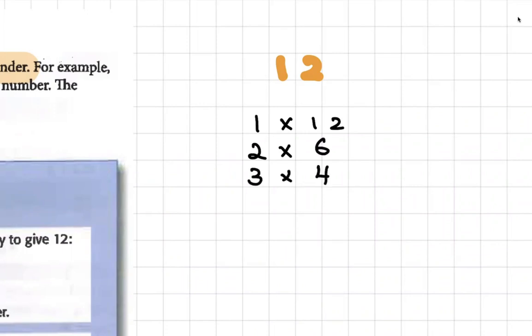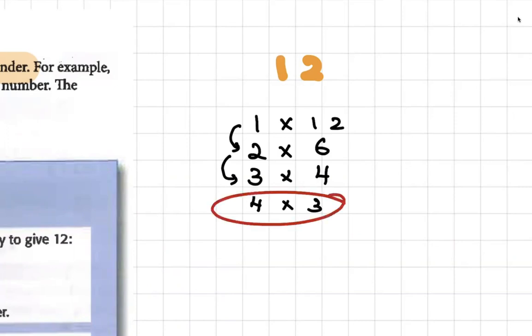As you can see, I'm going progressively from 1 to 2 to 3, and then to 4. 4 times 3. Okay, this is what I would say is a repeat of the previous one. So when you reach here, you stop.